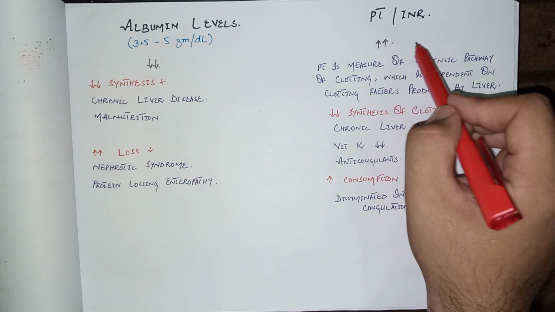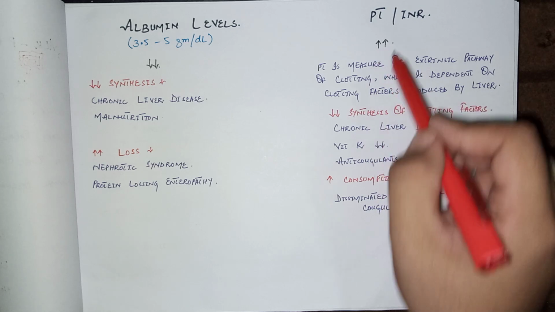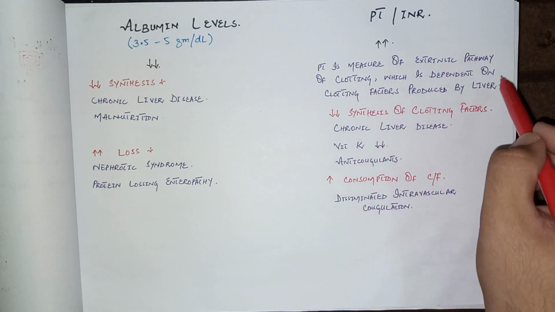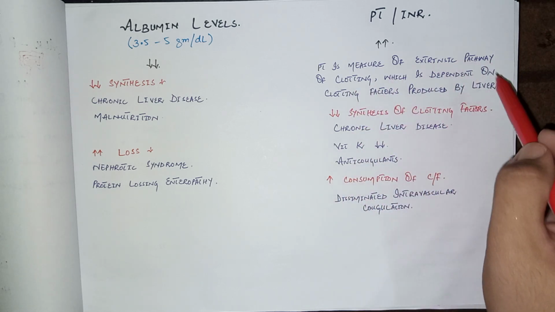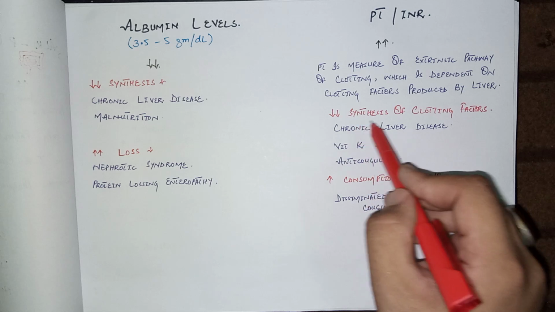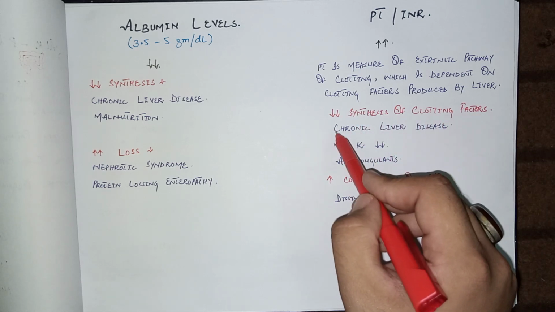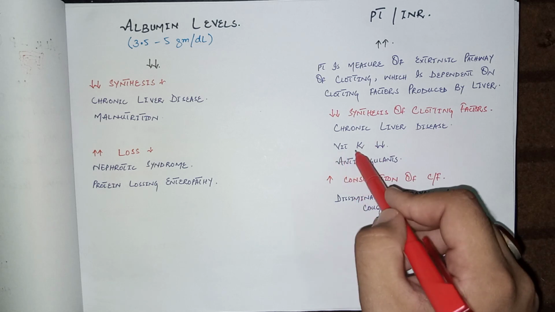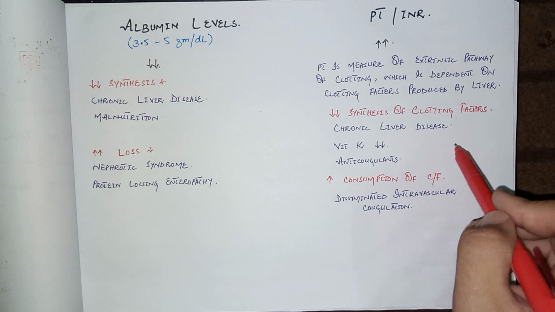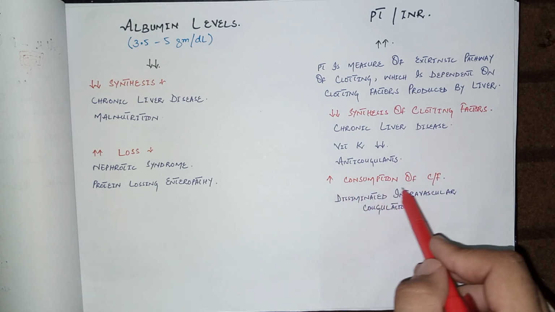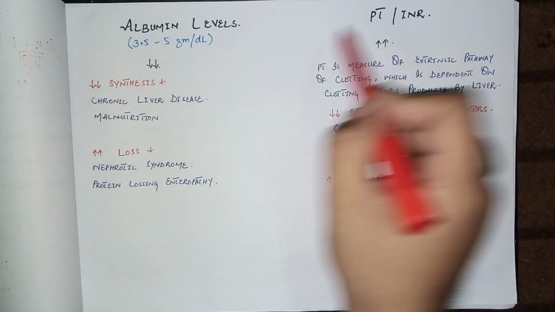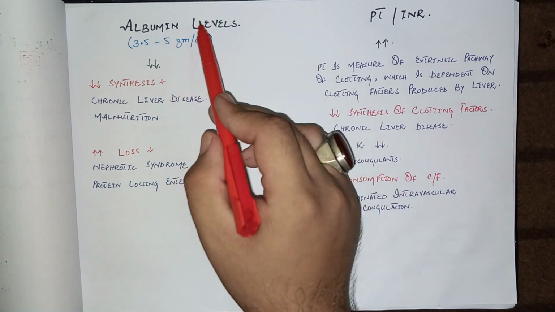Now come to PT-INR. PT-INR is elevated in liver diseases. Prothrombin time is a measure of the extrinsic pathway of clotting, which is dependent on the clotting factors produced by the liver. So decreased synthesis of clotting factors increases the prothrombin time. Decreased synthesis of clotting factors is commonly seen in chronic liver diseases, vitamin K deficiency and with anticoagulant drugs like warfarin, heparin and rivaroxaban, etc. Other reasons are increased consumption of coagulation factors, like disseminated intravascular coagulation. These two parameters are important for chronic liver diseases.